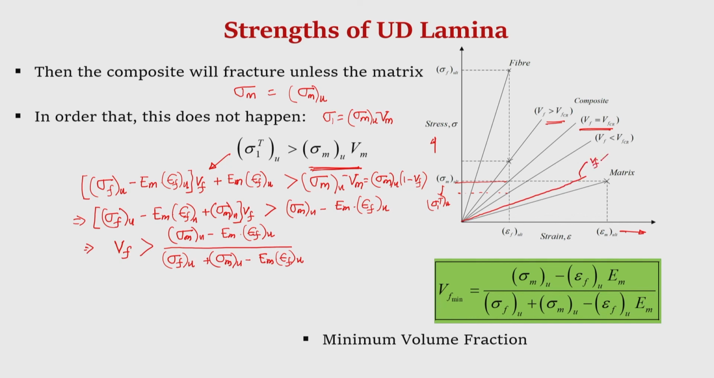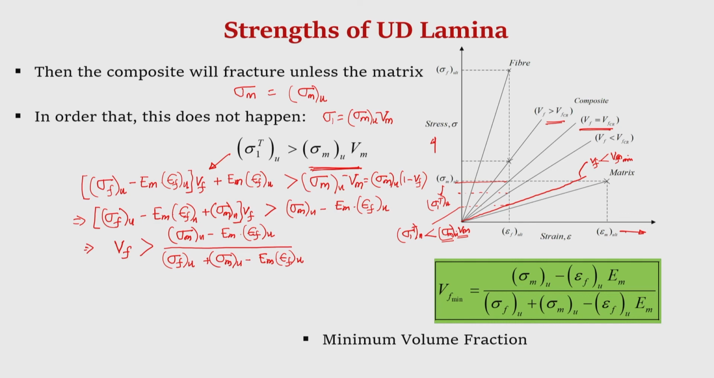that means V f is less than V f minimum. What does it mean? The tensile strength sigma 1 T u is less than sigma m u into the volume fraction of the matrix. That means, whatever is the volume of the matrix remaining besides the fiber, they alone could take the load, and failure will occur only when sigma m reaches the sigma m ultimate. Okay. So, this is the significance of volume fraction minimum and volume fraction critical.